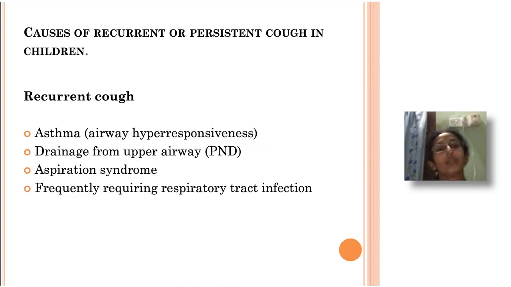So now we will see about the causes of recurrent or persistent cough in children. When we think about recurrent cough, the common ones we can think about are asthma, airway hyperresponsiveness, drainage from the upper airway, postnasal drips, aspiration syndrome, and frequently recurring respiratory tract infections.